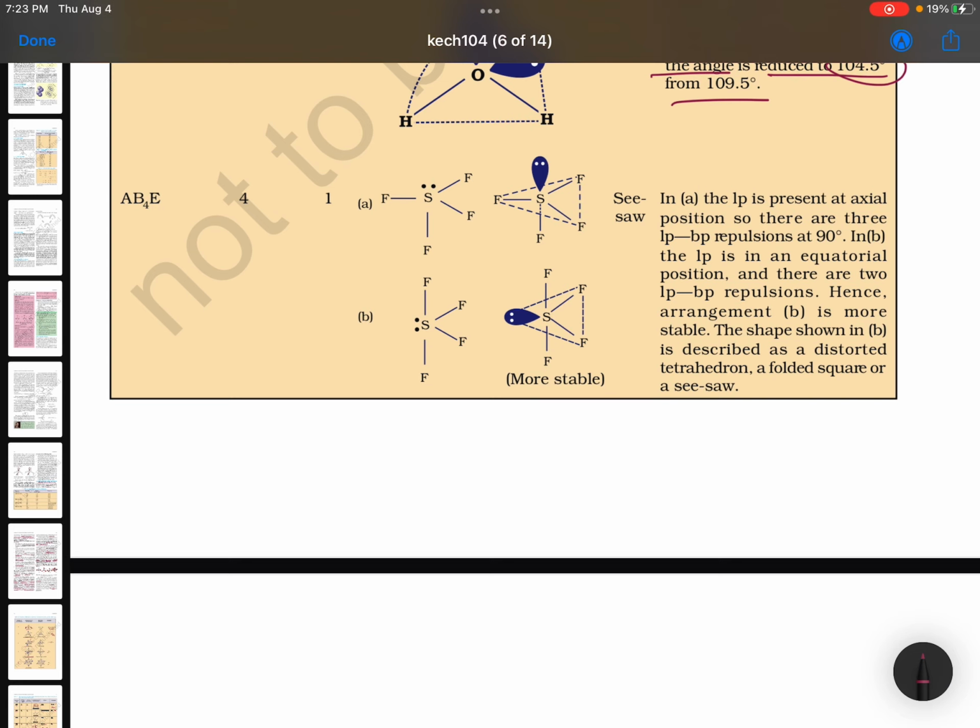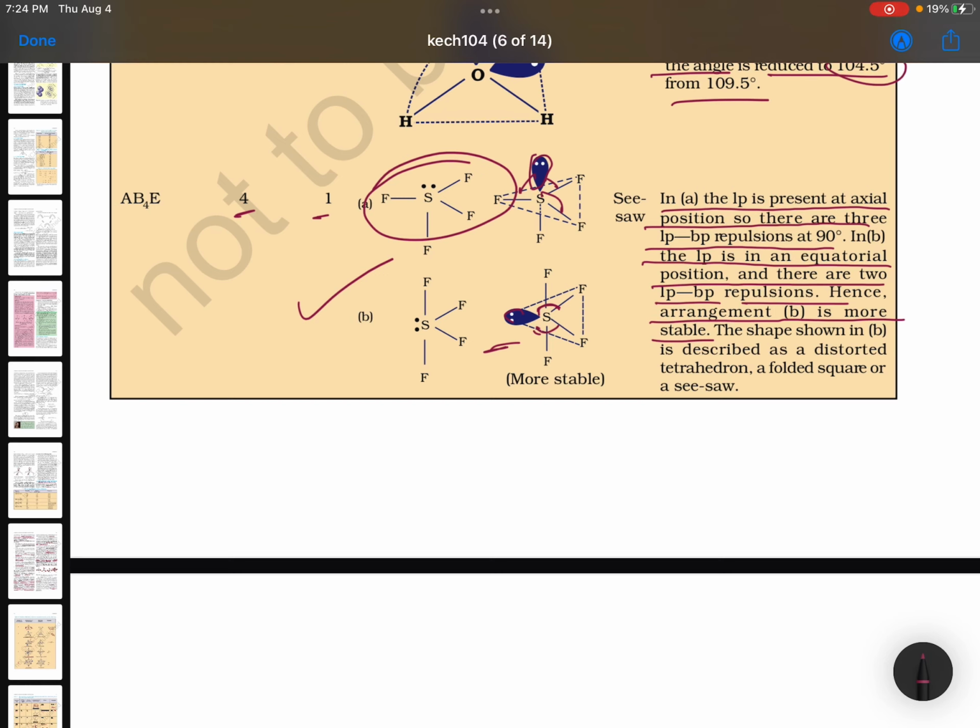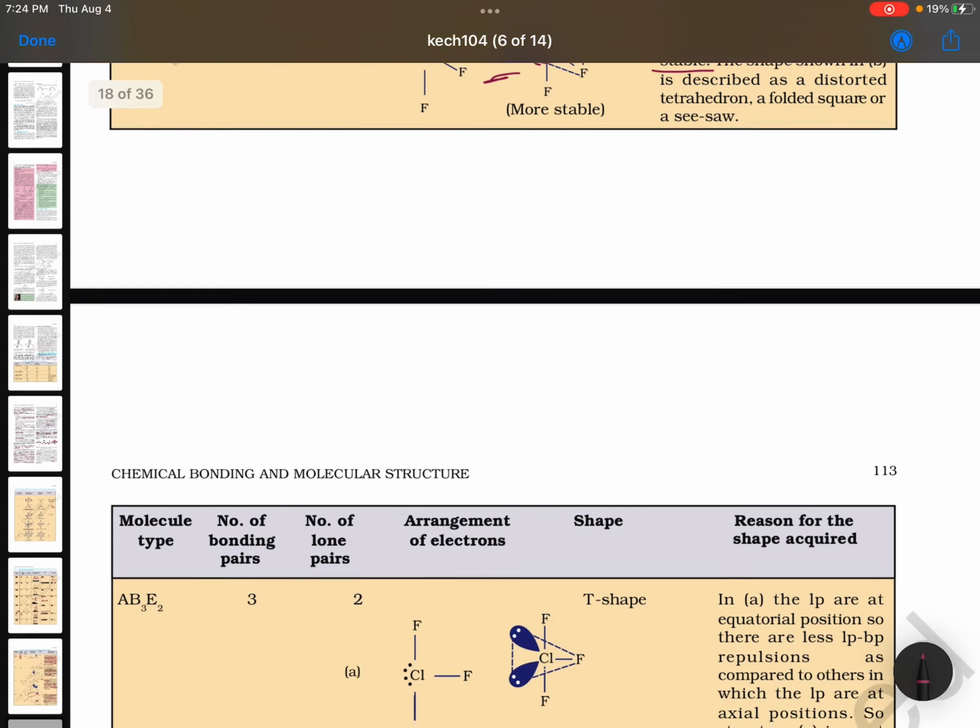AB4E, here you see, four bond pairs, one lone pair. This is seesaw shape. As in A, the lone pair is present at the axial position, so there are three lone pair bond pair repulsions at 90 degrees. In B, the lone pair is present in the equatorial position, so there are two lone pair bond pair repulsions, hence arrangement B is more stable. Got it now? When it is present here, it is at 90 degrees with all these, but when it is present here, it is at 120 degrees with 2. So this is a much better shape. So don't go with this, go with this. The shape shown in B is described as a distorted tetrahedron, a folded square, or seesaw.